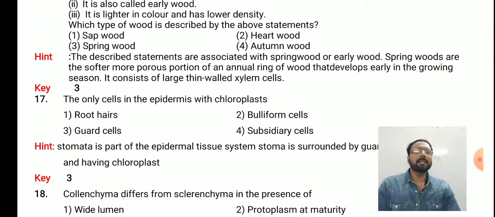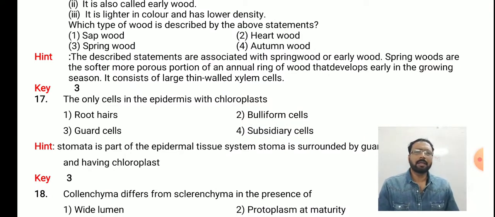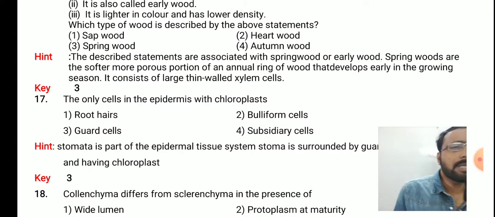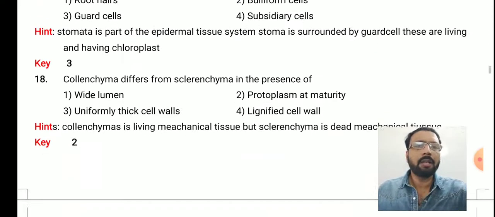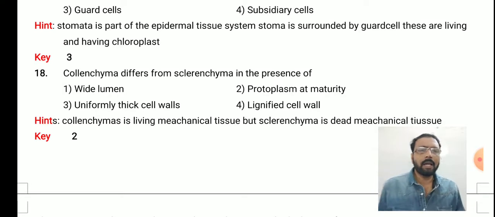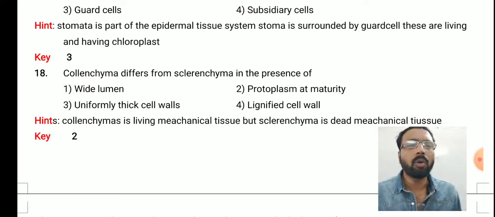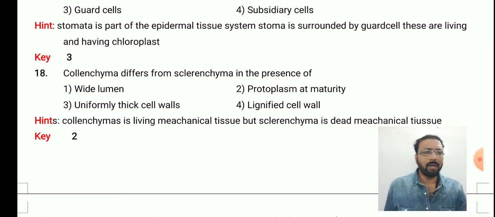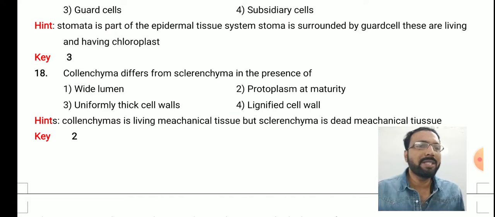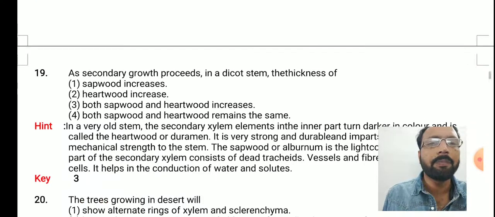Next, the only cells in the epidermis with chloroplast. Not all epidermal cells contain chloroplast, only guard cells contain chloroplast. Collenchyma differs from sclerenchyma in the presence of what? Collenchyma is a living tissue. Collenchyma is the living mechanical tissue, and sclerenchyma is the dead mechanical tissue. So the answer is clearly that protoplasm is present, second option.